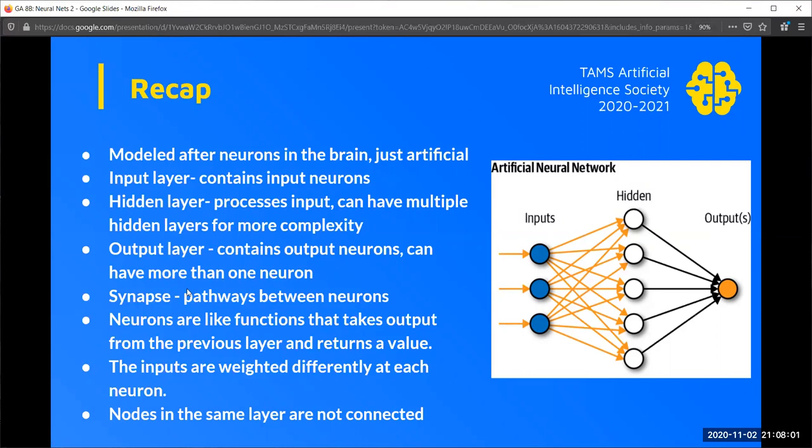Nodes in the same layer don't get connected. Actually, I think there's one type where you do connect in the same layer, but for the most part, you connect from layer to layer. You don't connect the nodes in the same layer. So you see how the hidden nodes aren't connected to each other vertically.